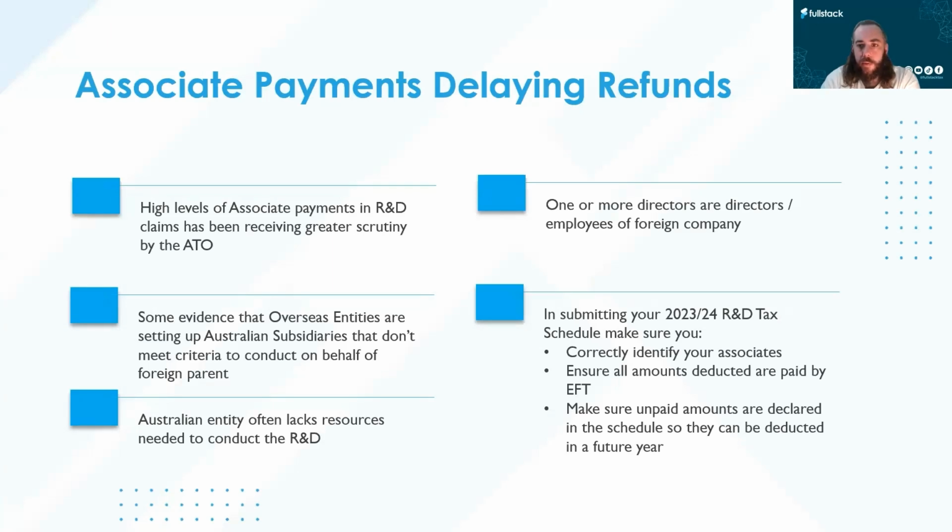So the ATO did raise a lot of concern around associate payments. As I mentioned, we're seeing some delay of refunds where companies identify large amounts of associate expenses in their claims. They are in particular looking at overseas entities that are setting up, in their terms, shell companies in Australia to conduct R&D activities, and sometimes not to conduct R&D activities, but to obtain a benefit under the R&D Tax Incentive program that they would not be entitled to.